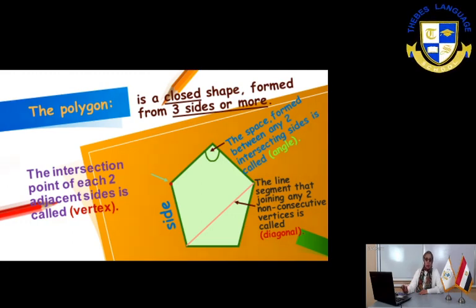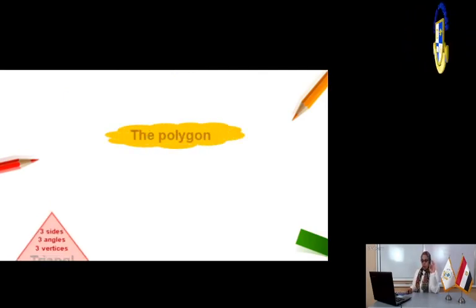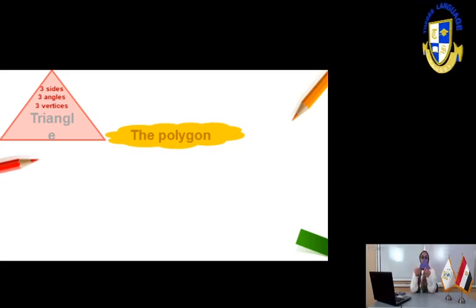So, next slide. We said before that a polygon is any shape that has 3 sides or more. So, the first polygon has 3 sides. Any shape that has 3 sides, we call a triangle. So, this line we call a side, and that's a side, and the last one will be a side. So, how many sides? 3 sides. 1, 2, 3.